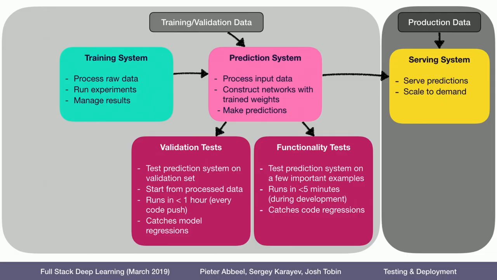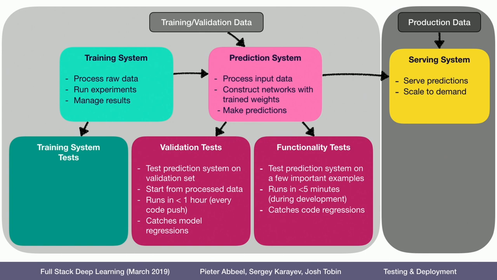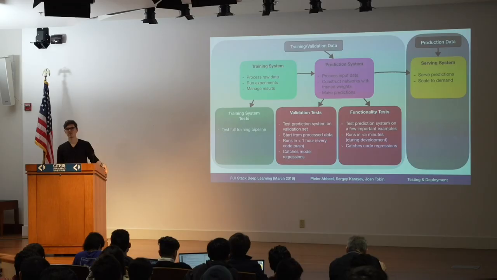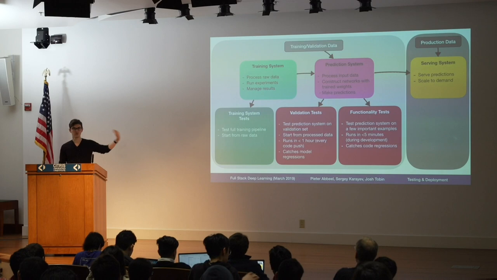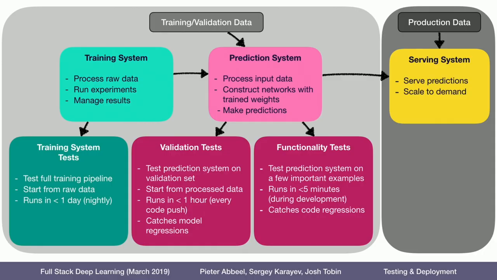It'll run there. I'll get alerted if it's a regression in performance. The training system, like I said, is conceptually a different code base, and it should have its own tests. So what you want to do here is really test the full training pipeline. You want to be able to go from the raw data, so ideally even download the data. You want to run it in less than a day, ideally. Most models, I think, are trainable in less than a day.